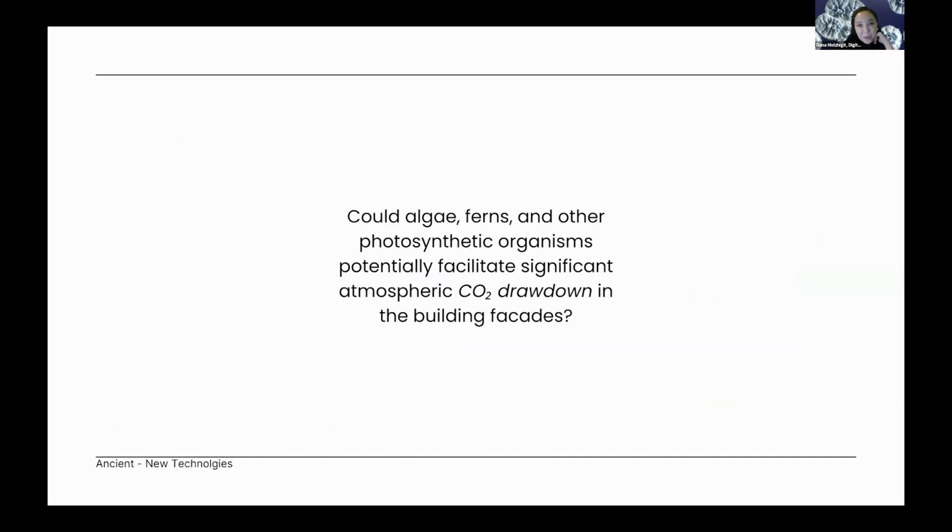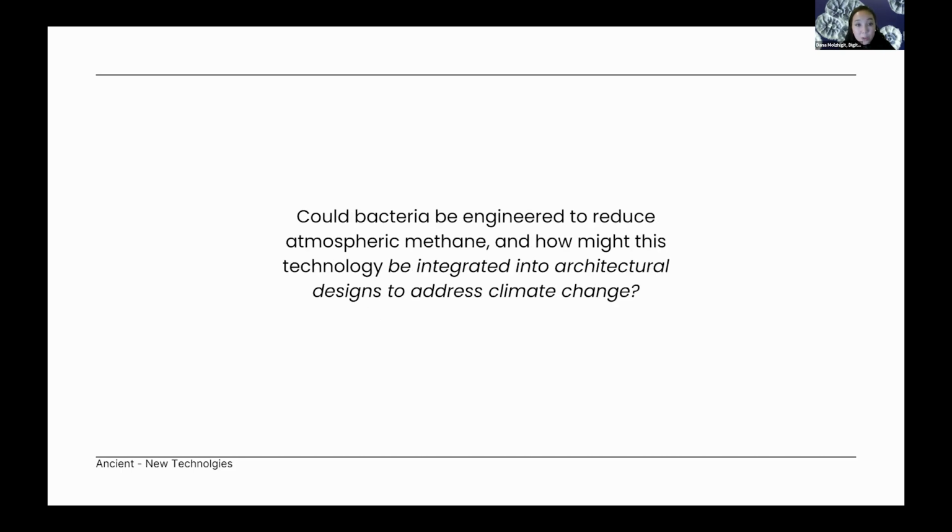So, a few questions for you to think about. Could algae, ferns, and other photosynthetic organisms potentially facilitate significant atmospheric CO2 drawdown in building facades? Can you think of any facades that you can use in the area you're from? Could bacteria be engineered to reduce atmospheric methane, perhaps next to agricultural fields? How is this going to look, and how might this technology be integrated into architectural designs?